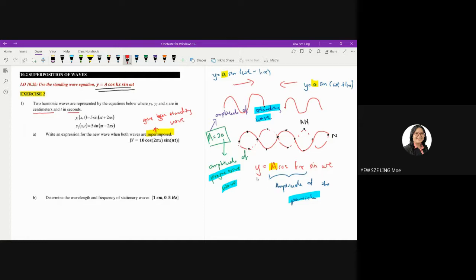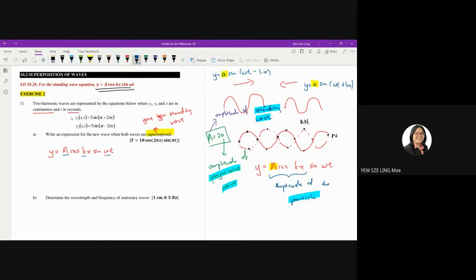So to write an expression, you need to know the general equation. The general equation for a standing wave is y equals A cos kx sin omega t. Now, we need the values of A, k, and omega. Where can we get these values?